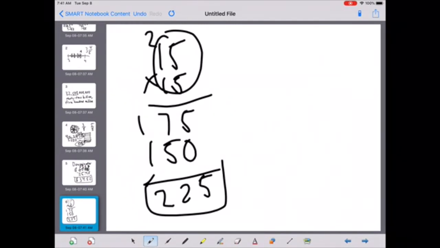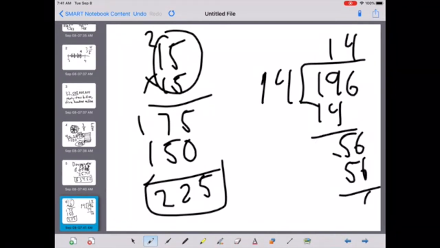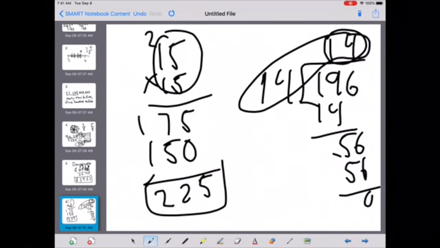Flipping your answer key over to number 16. This time, I'm missing the divisor. When I'm missing the divisor, I still divide. 14 into 196 goes in there once, gives me a 14. Subtract, 56, goes in there 14 is 56. Notice your perfect squares. So your answer is 14, but you should keep working on memorizing those perfect squares.